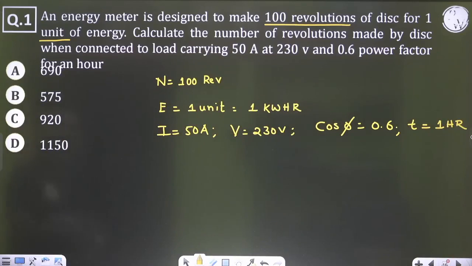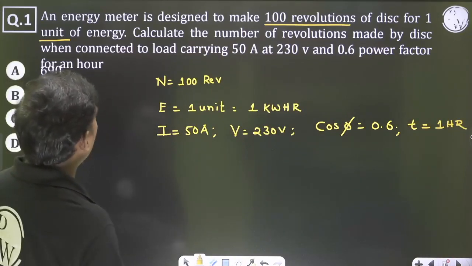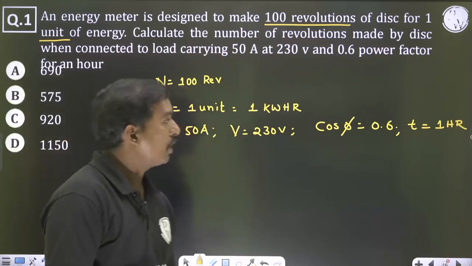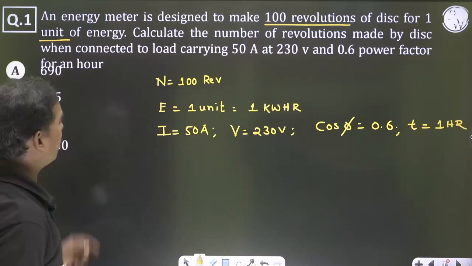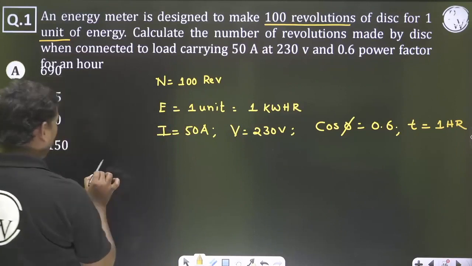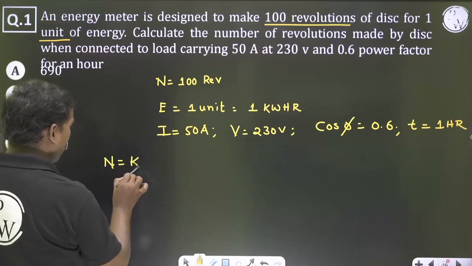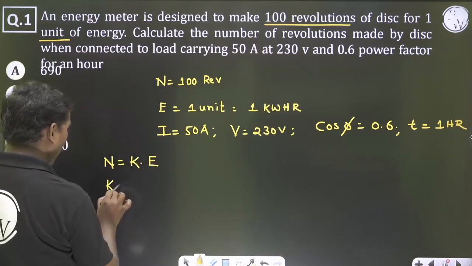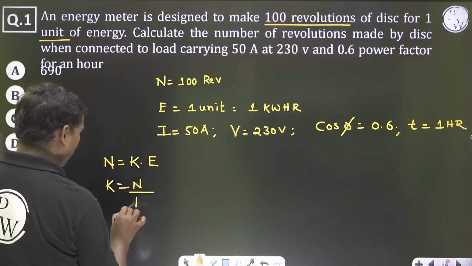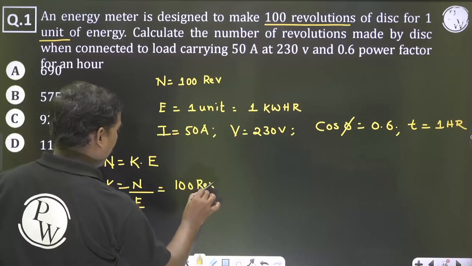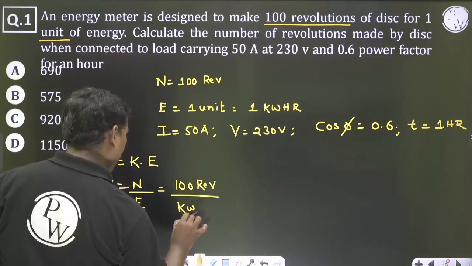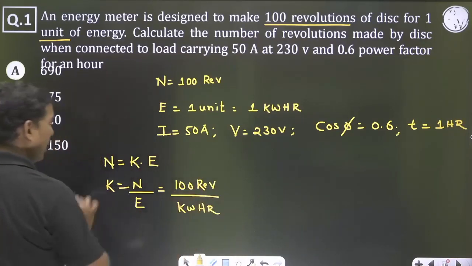What is being asked? The number of revolutions. It is asking for N. This is for 1 unit of energy, which means from this we can calculate K. N is equal to K into E, so K is equal to N by E. So that is 100 revolutions per kilowatt hour. So that is K.